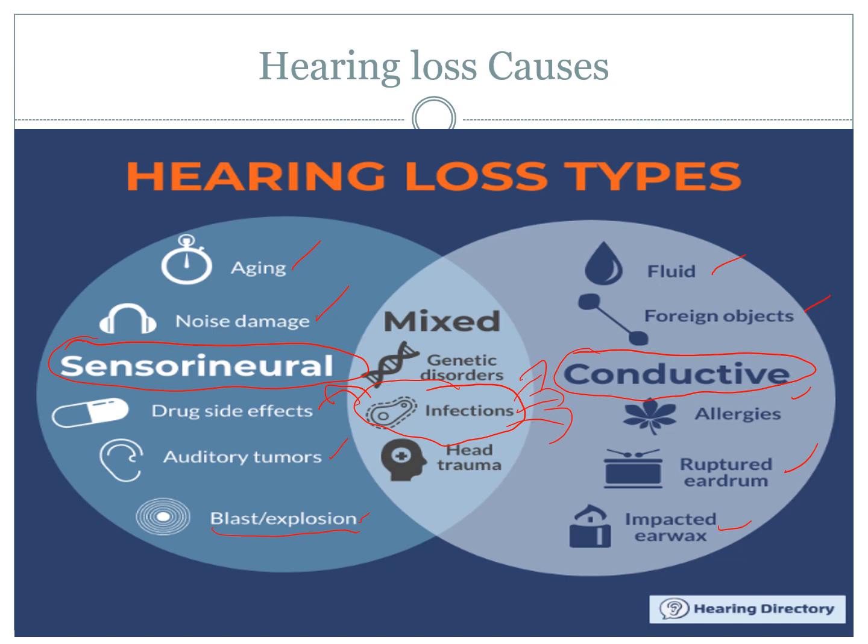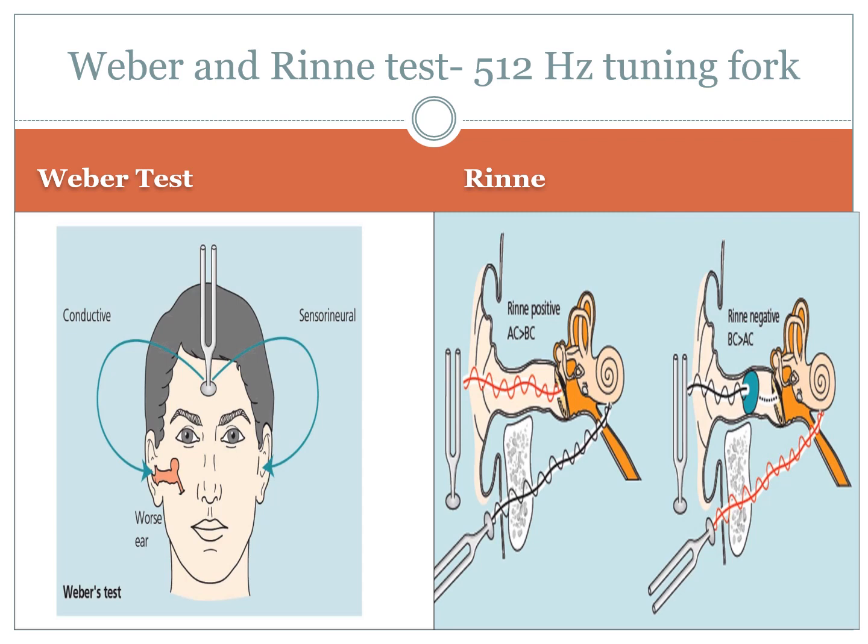Okay, let's have a look at the tests themselves. So the tests, as mentioned, are two different tests. You've got the Weber and then you've got the Rinne's test. Always do the Weber test first. Okay, it's a good indication of having an overall picture of which one's the good ear, which one's the bad ear, which one's conductive, which one's sensorineural, that sort of thing.